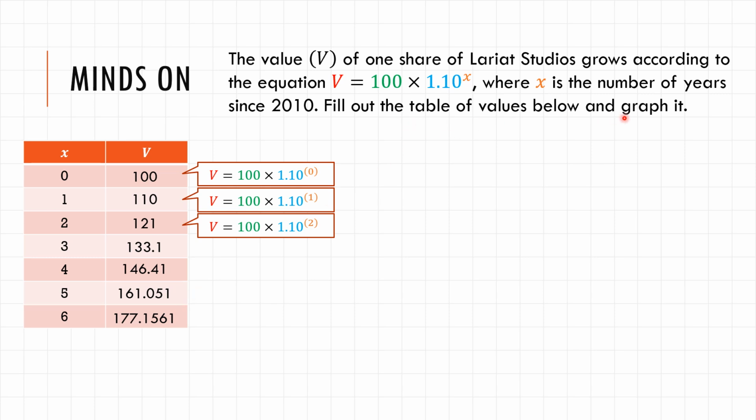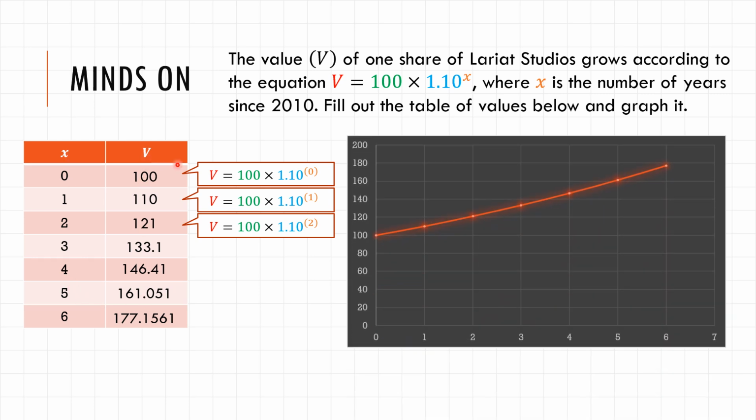Now it's time to graph it. And I'm going to use some software here. I'm going to put this into my spreadsheet software and then click Insert Chart. And that will give me a beautiful graph just like this. So this is how the value of one share is changing over time. You can see it's increasing, it's increasing. In 2016, which is 6 years after 2010, this share, I could now sell it for almost $180.